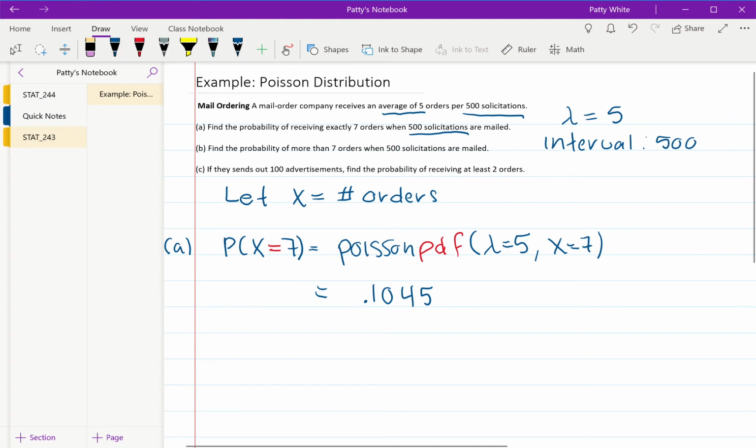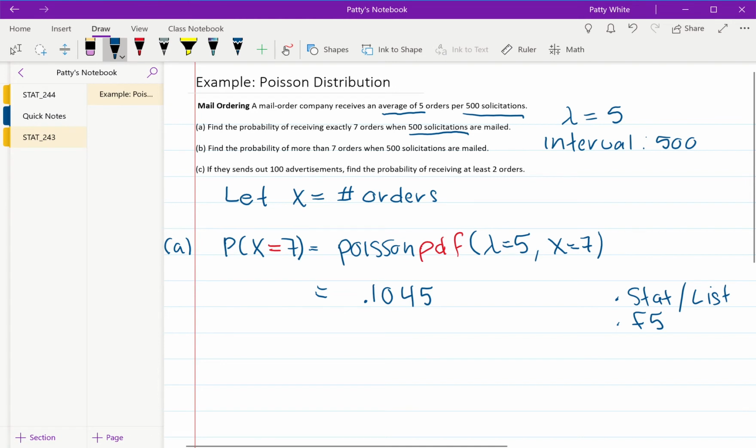If you forgot how to put that into your calculator, just a quick reminder of where you find the Poisson distribution: you go to Stat, List, Editor, then F5, and go down that F5 menu until you get to the Poisson distribution. So the first one is pretty straightforward. You have an equal sign, so you use Poisson PDF. Your interval is 500 solicitations, and the problem gave us our lambda for 500 solicitations. So let's look at part B.